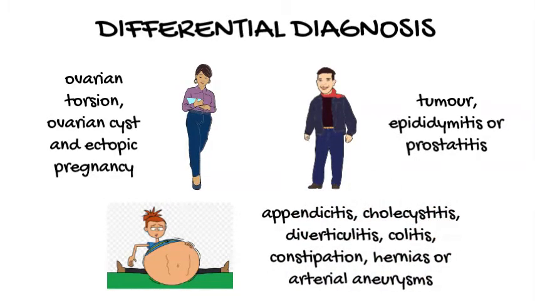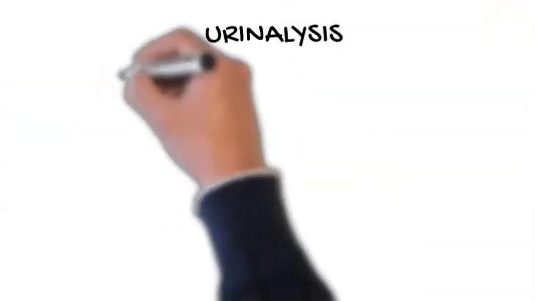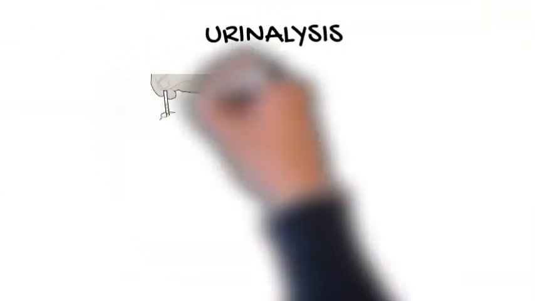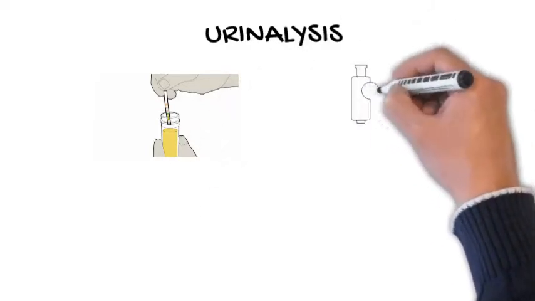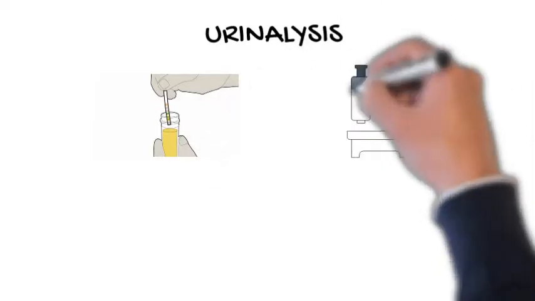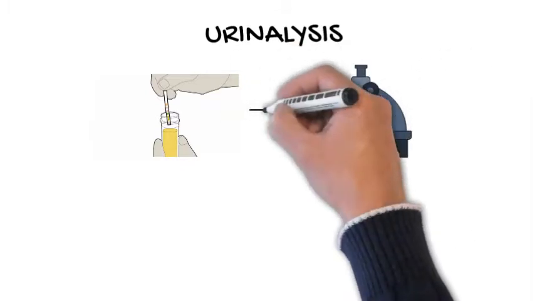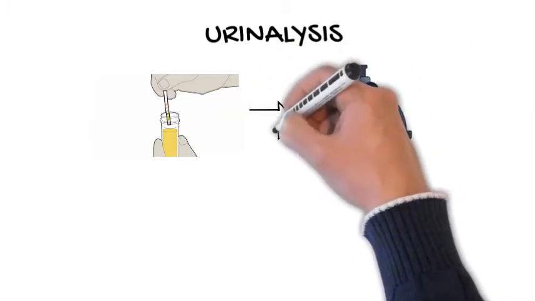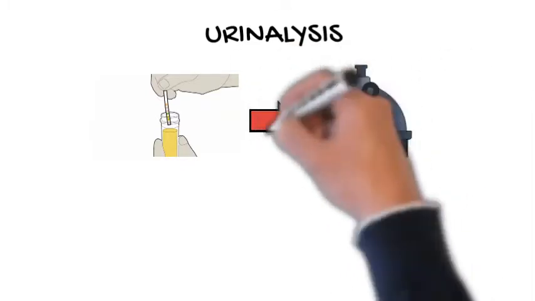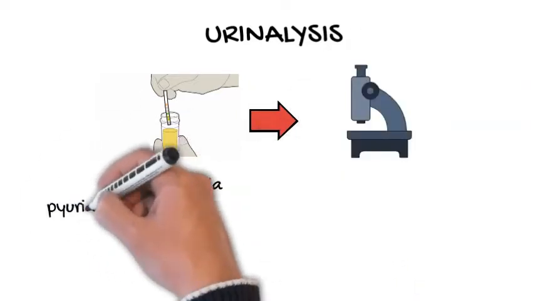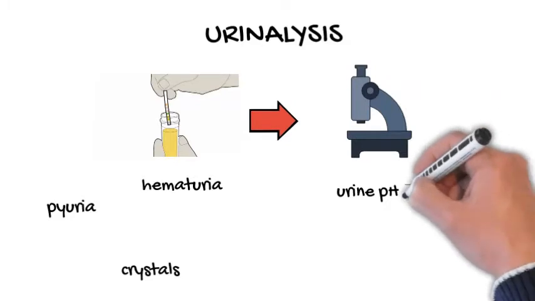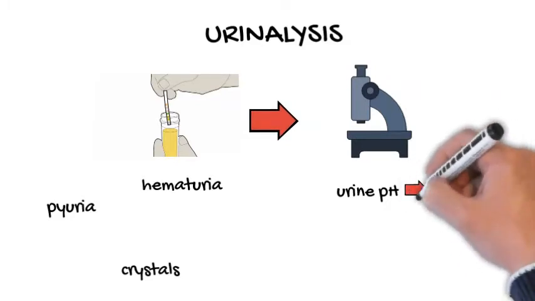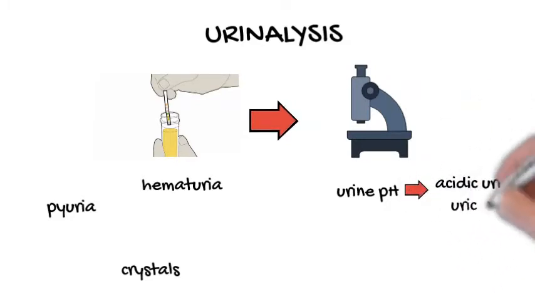elicit similar discomfort. Urinalysis. Urinalysis findings consistent with urolithiasis include hematuria and limited pyuria. Other findings include the urine pH and the presence of crystals, which may help to identify the stone composition. Patients with uric acid stones usually present with acidic urine. Those with stone formation resulting from infection have an alkaline urine.